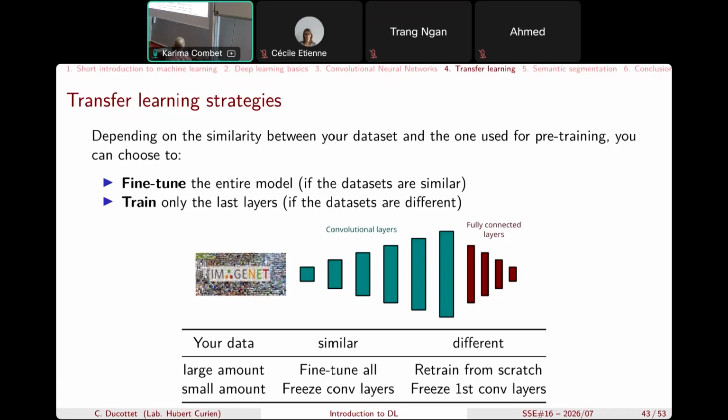If the classes are very different, you must retrain from scratch. If they are similar, you could fine-tune all the layers. If you have a very small amount of data, you could freeze all the convolutional layers if you have data similar to ImageNet, and if you have different data, you could freeze only the first convolution layers. It's not exactly that, but okay, the idea is there.